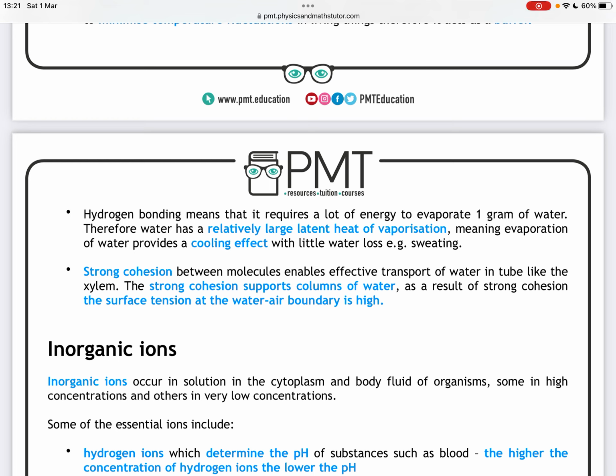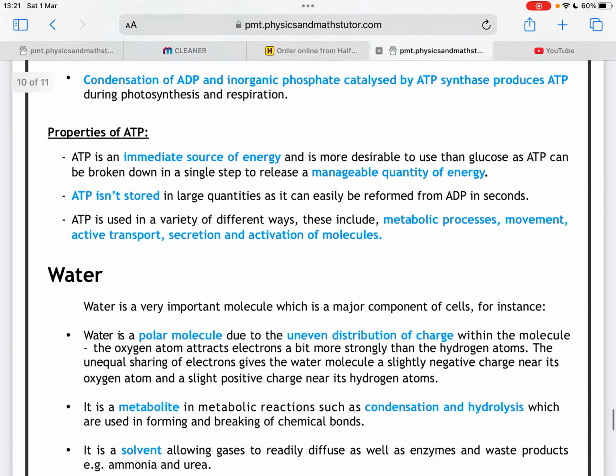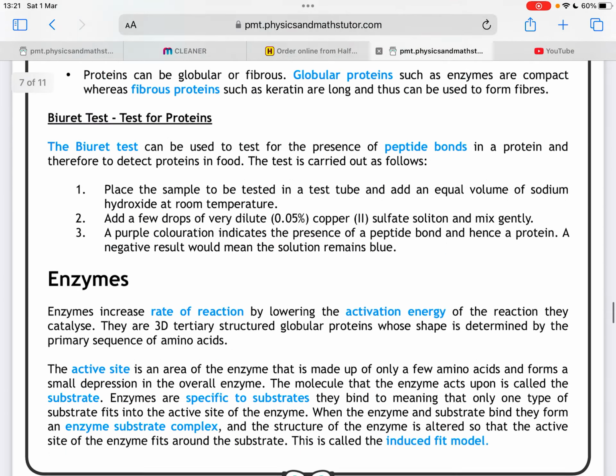That's completely great. Now we're done with carbohydrates, lipids, proteins, and water. But we haven't done enzymes. Do you know what enzymes are?